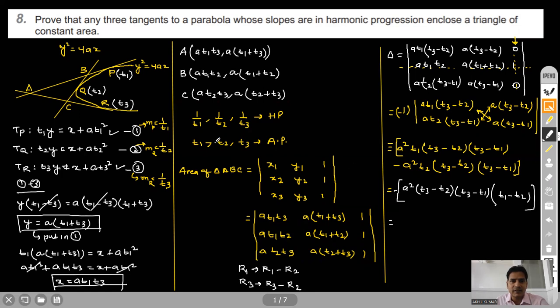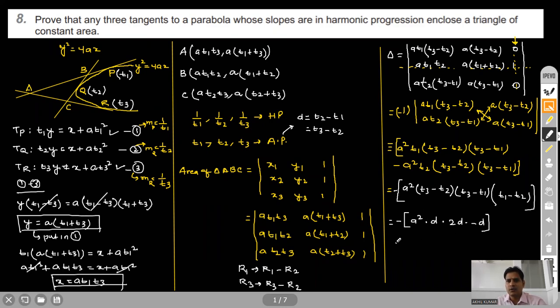If you see here, T1, T2, T3 are in AP, no? So we can say the common difference of this AP will be T2 minus T1, or we can say it will be the same as T3 minus T2. Let's put this as D in terms of common difference. So it will be minus of A square into T3 minus T2 is D, so into D, T3 minus T1. T3 minus T1 will be basically 2D, two times the common difference, and T1 minus T2 will be minus of D.